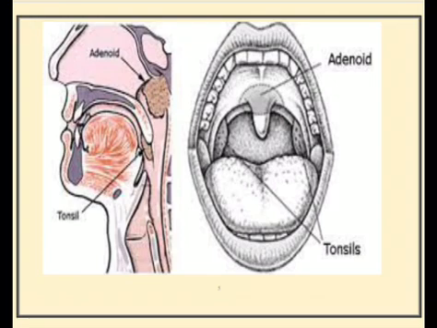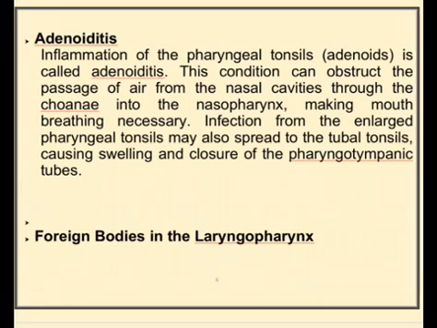Here is an illustration of the tonsils. What about adenoiditis? Adenoiditis is inflammation of the pharyngeal tonsils, that's the adenoids. The condition can obstruct the passage of air from the nasal cavities through the choanae into the nasopharynx, and then the individual is forced to breathe through the mouth.